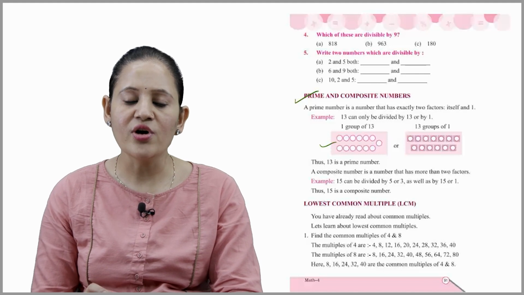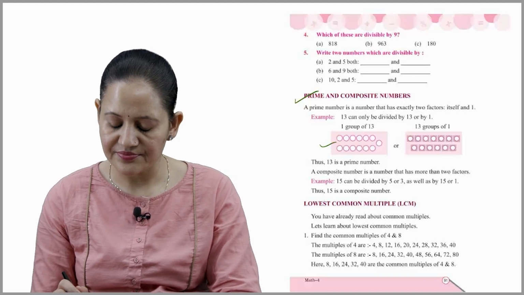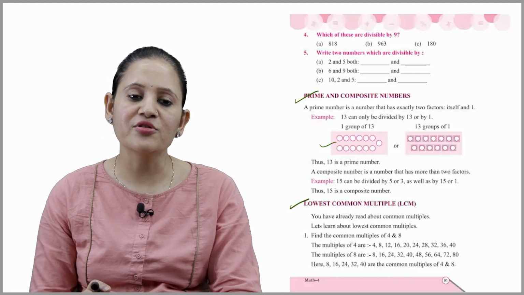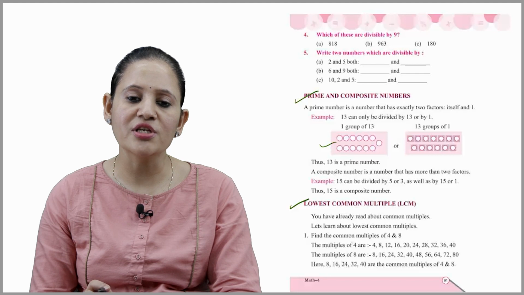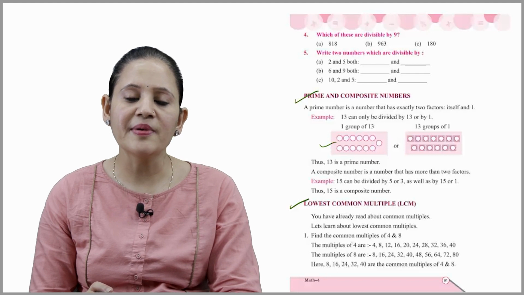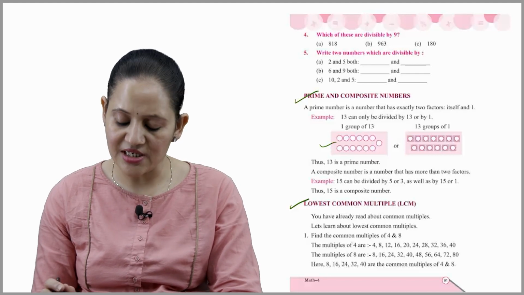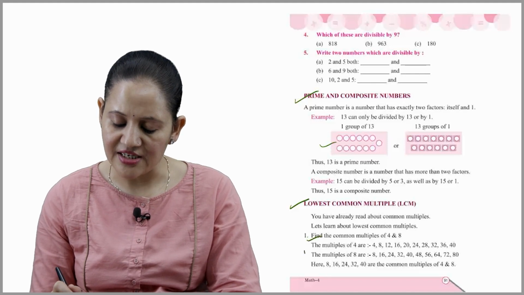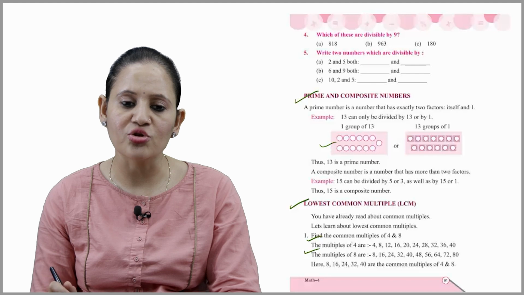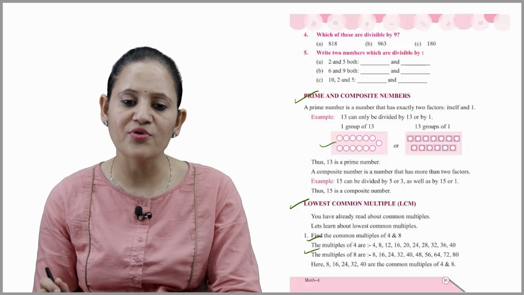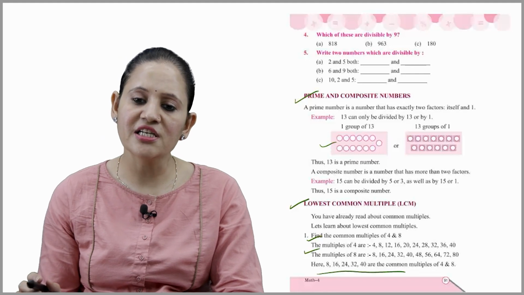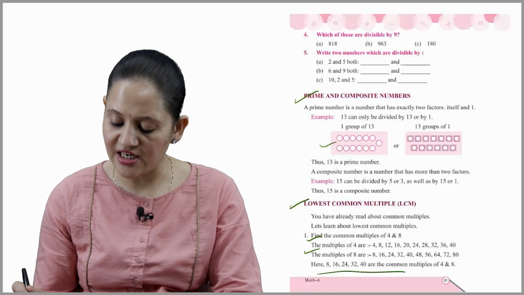Next is lowest common multiple or LCM. You have already read about the common multiple. Let's just learn about the lowest common multiples. Find the common multiple of 4 and 8. So multiples of 4 हमने लिख दिए हैं. These are the multiples of 8. Now common multiple अगर हम देखेंगे जो दोनों की टेबल में है, that is 8, 16, 24, 32, 40 and so on. These are the common multiples of 4 and 8.